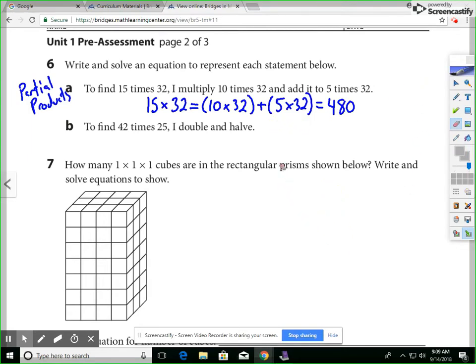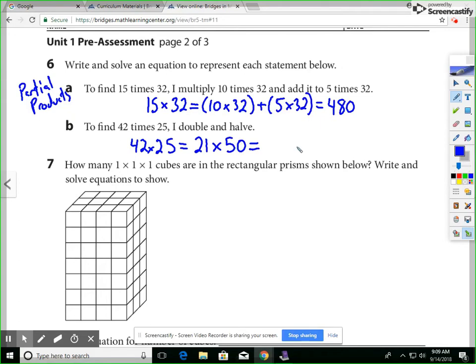And letter B, they're saying 42 times 25, use double and half. So 42 times 25, and we're thinking to double and half a number. Again, 25 is odd, might not be easy to cut in half, but we cut 42 in half, which is 21. Doubling 25 to make 50. And that's still kind of tricky, but you might know how to do that. If you don't, you can double. Let's see, we can double and half.